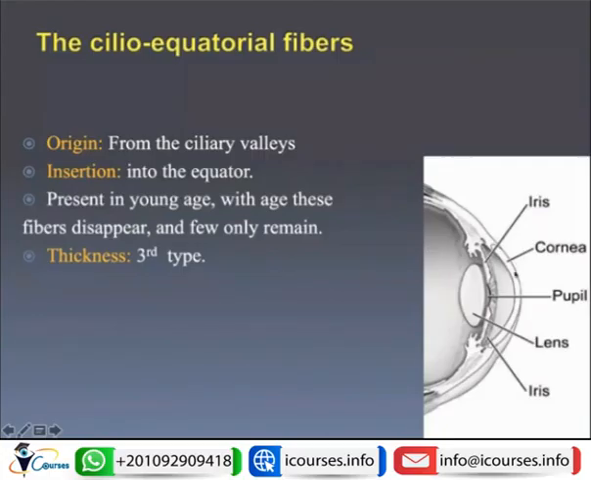Cilioequatorial fibers arise again from the ciliary valleys, and from their name, they are inserted into the equator. They are present in young age, and with age, these fibers disappear and only a few remain, and the thickness is of the third type.